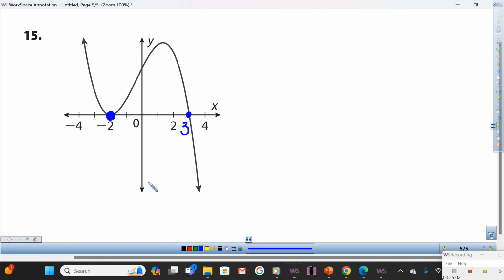So once you identify that, let's write them out. What is my first x-intercept? X equals -2. How many of them? 2. So I rewrite it again. X equals -2. And what's my last one? X equals 3.